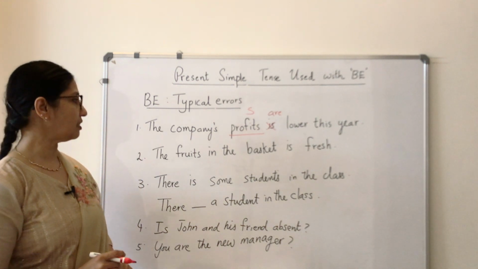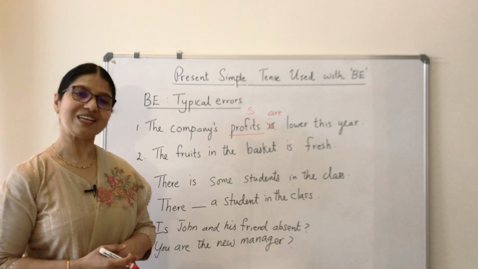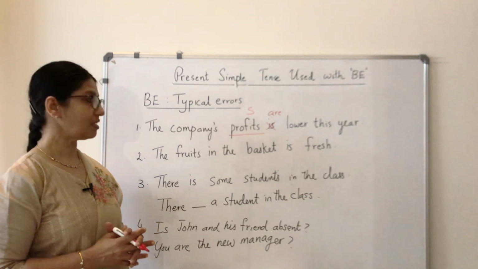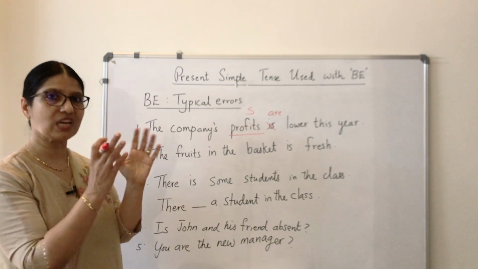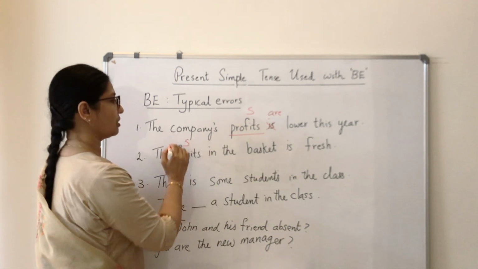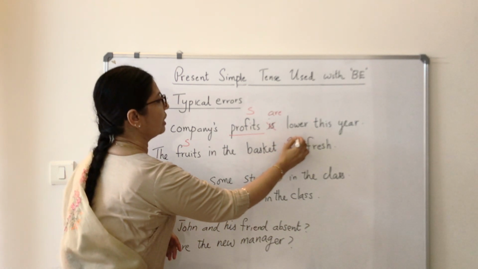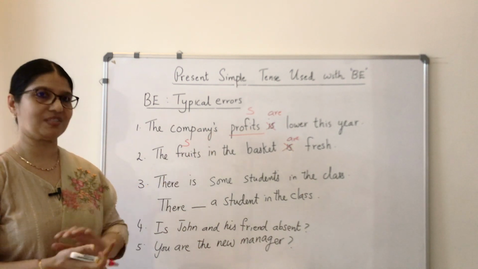Moving on to the second sentence, the fruits in the basket is fresh. Here again, something is wrong with the verb. Here the subject is not the basket, it is the fruits in the basket. We are talking about the fruits, not a basket. So the fruits is a plural subject. So is is wrong. We have to use are. The fruits in the basket are fresh.